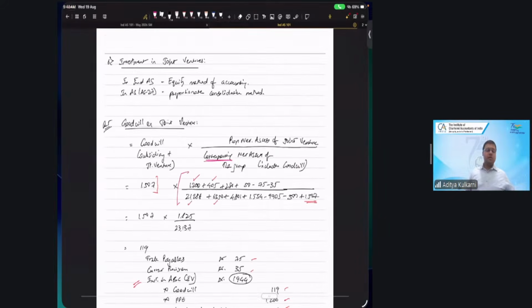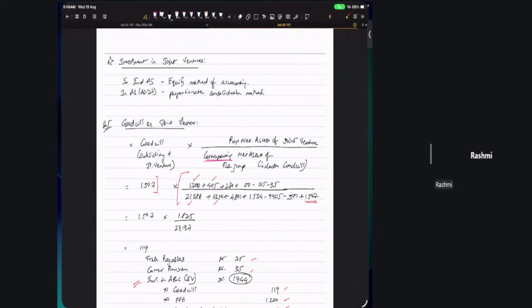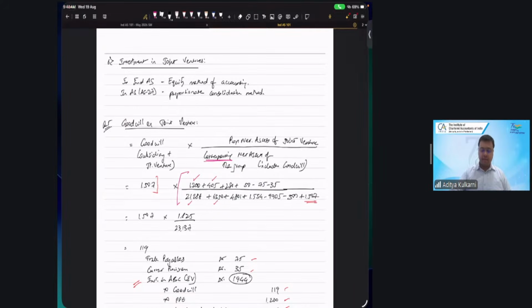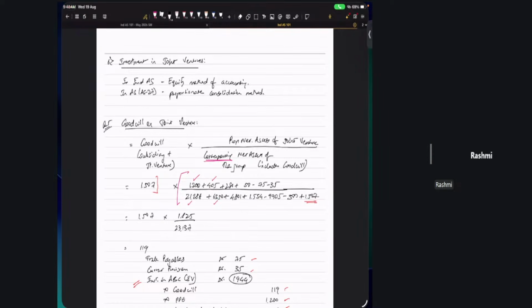Okay. Now, next one is joint venture. So compound financial instruments is done. We then move on to investment in joint venture. You remember how to account for a joint venture under AS 27? Sorry, sir. I don't know.